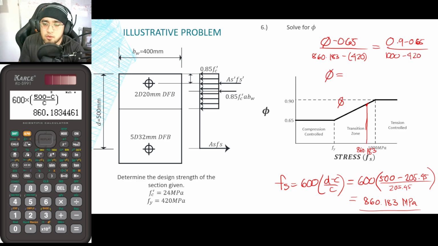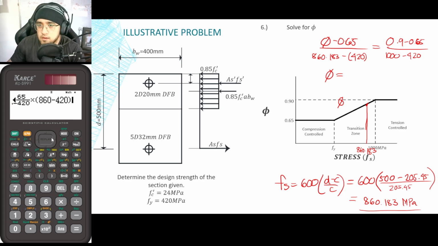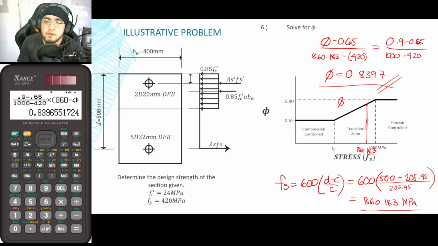So from that, phi is now equal to, looking at the calculator, 0.9 minus 0.65 divided by 1,000 minus 420, times 860 minus 420, plus 0.65. So the value of phi is now equal to 0.8397. So this is now the value of our phi.